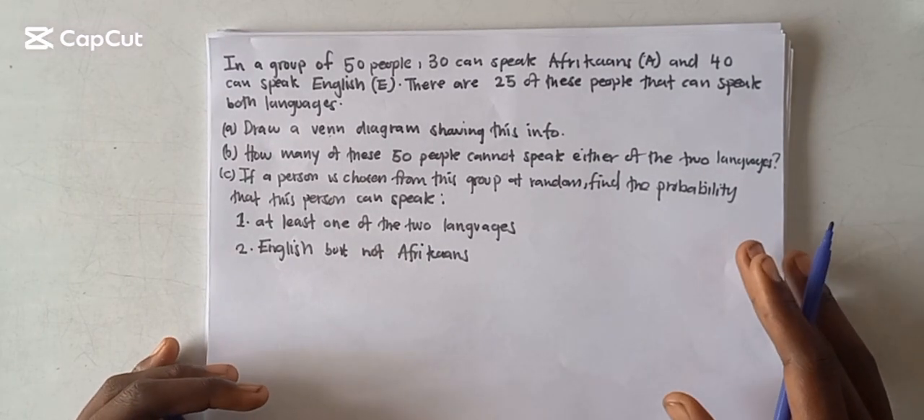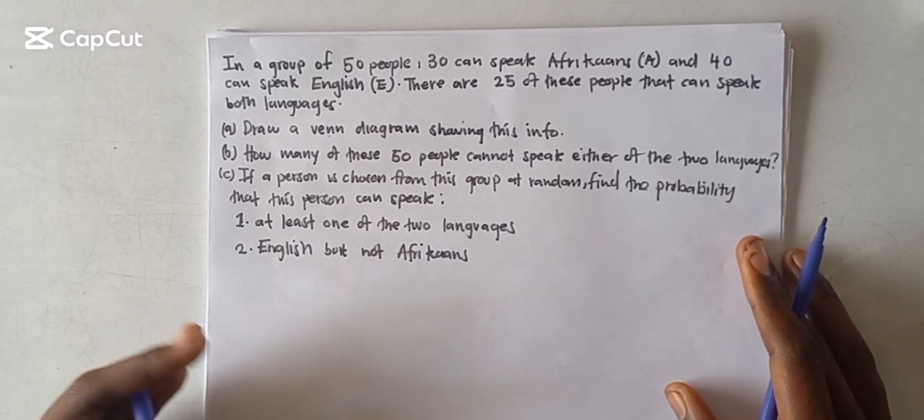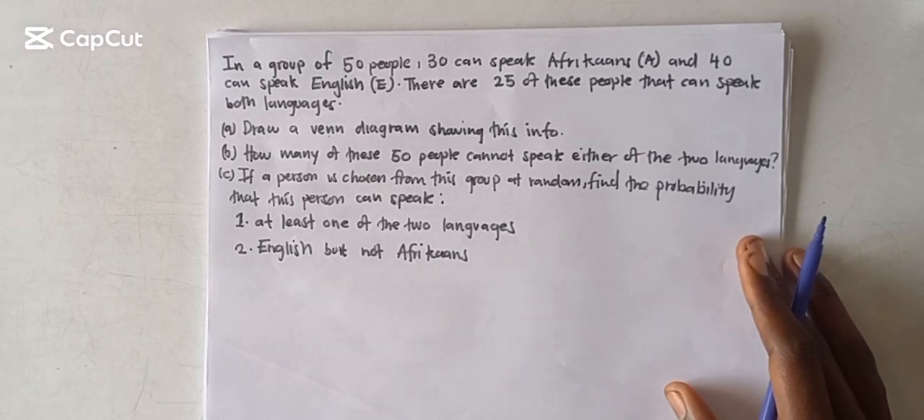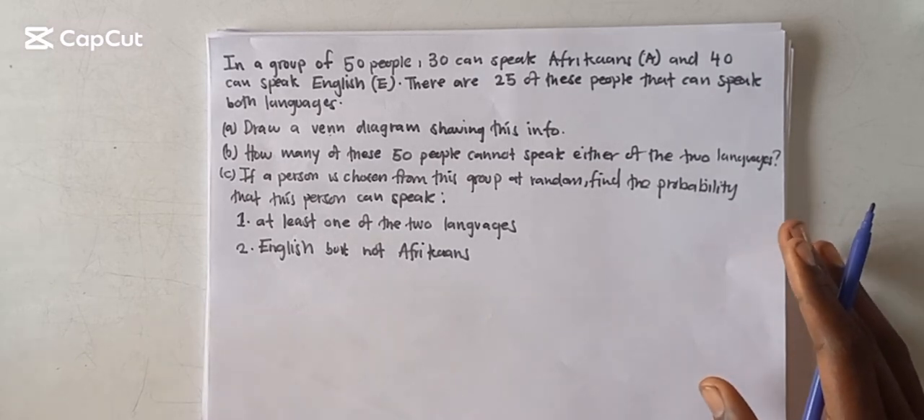They say in a group of 50 people, 30 can speak Afrikaans and 40 can speak English. There are 25 of these people that can speak both languages. The first question says: draw the Venn diagram to illustrate this information.